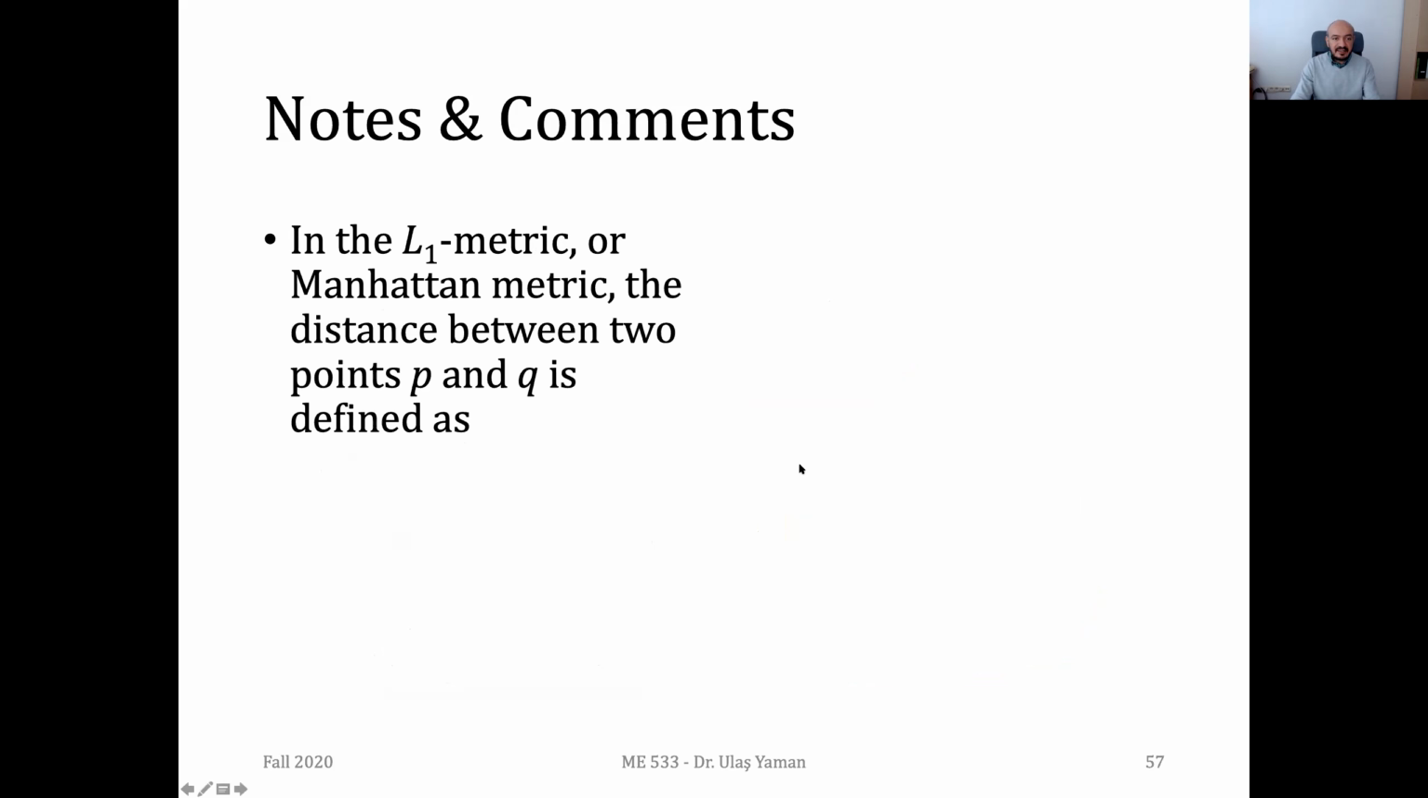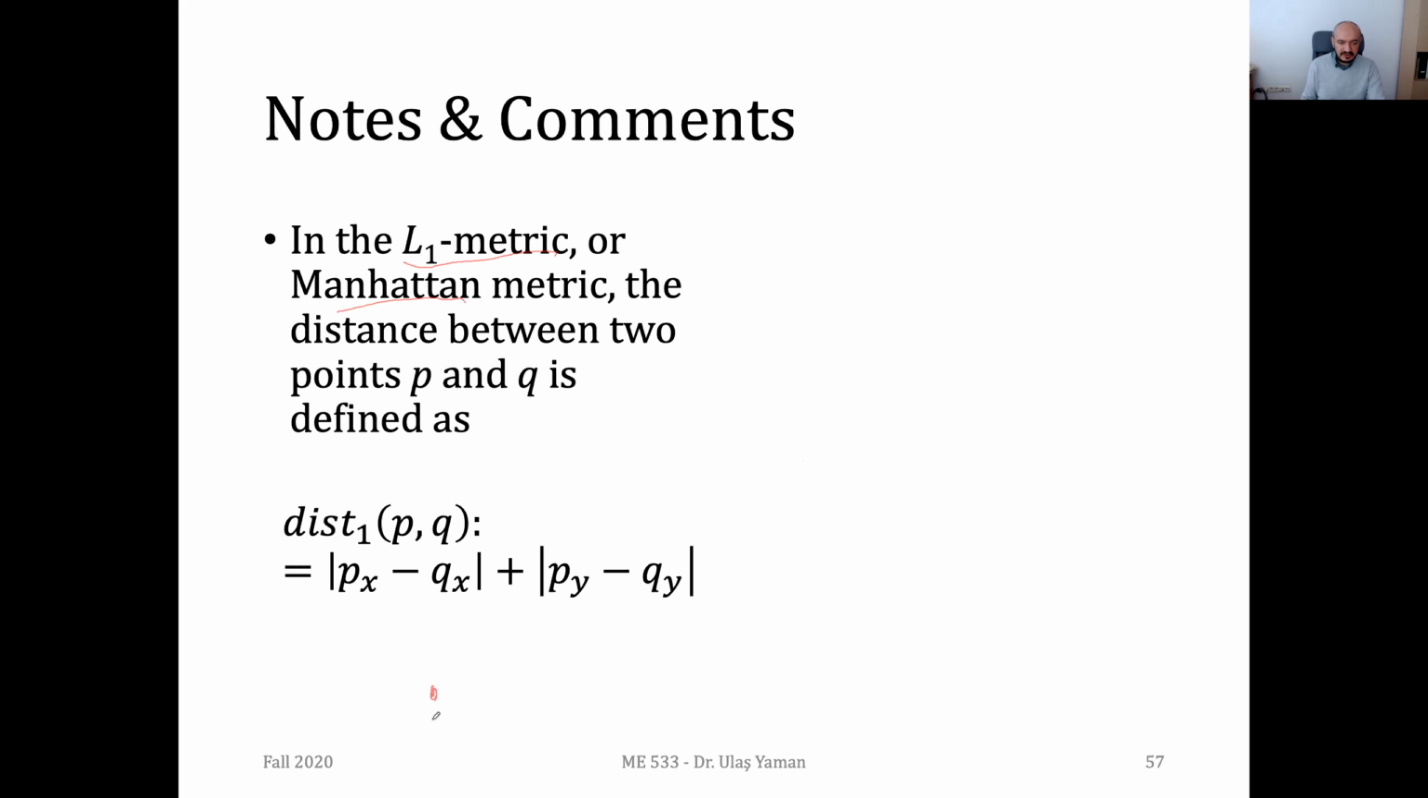And then we have another extension. This time, we don't use the conventional metric for the distance calculation, but instead we use the L1 metric, or it's sometimes called the Manhattan metric. And it's defined as the distance between 2 points. Let's say this is P, this is Q.